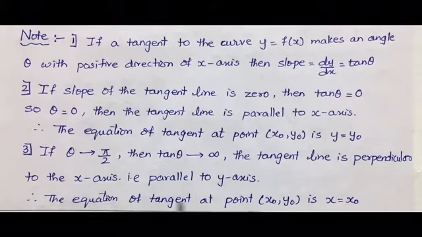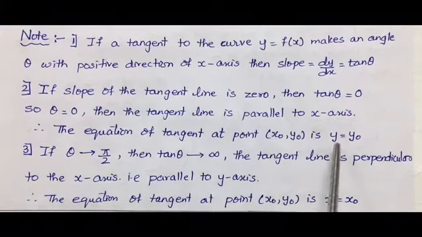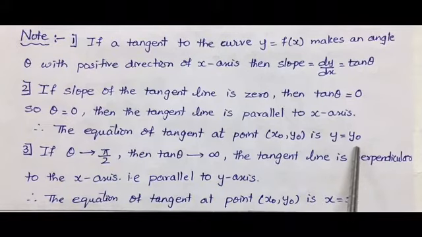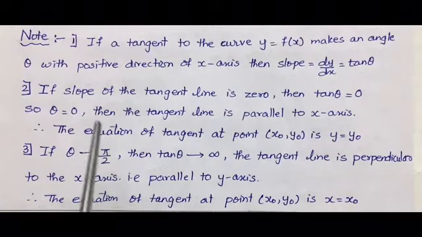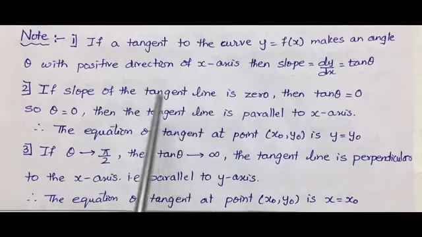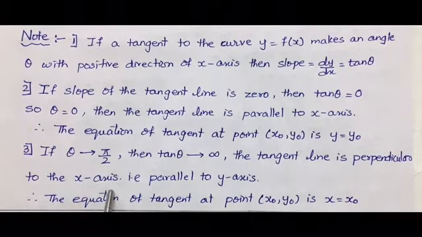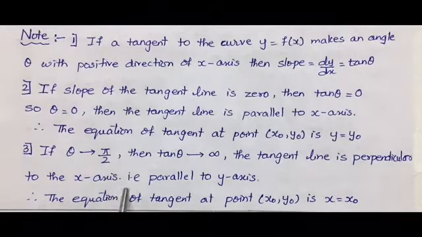Means if the tangent is perpendicular to x-axis, then the equation becomes x equal to x0, and if it is parallel to x-axis, then it becomes y equal to y0, the equation of tangent. So these are the three important points related to equation of tangent. If it makes theta as an angle with positive direction of x-axis, it is parallel to x-axis, and it is perpendicular to x-axis. So there are 3 important points related to equation of tangent.